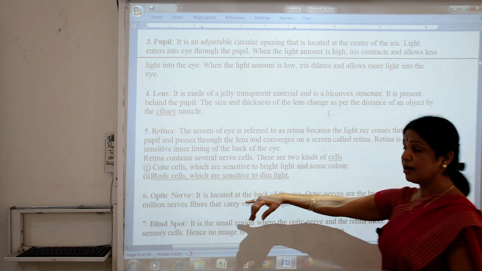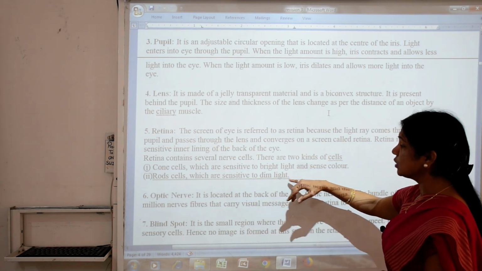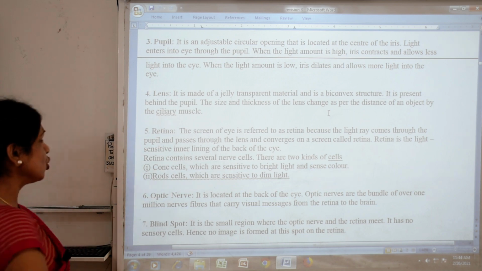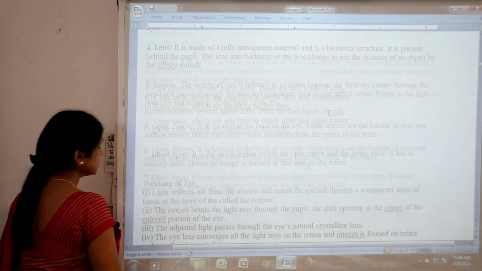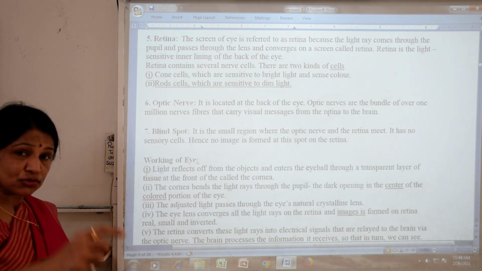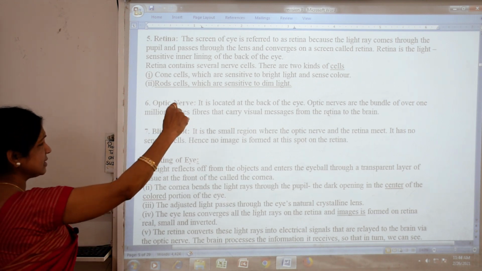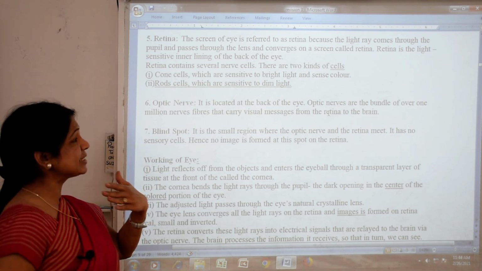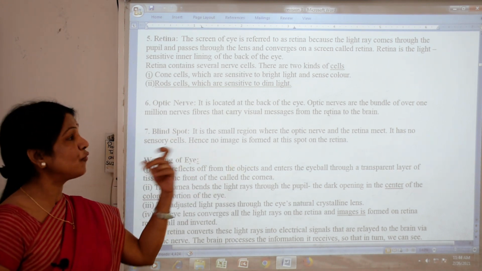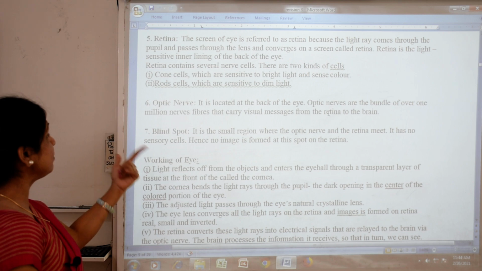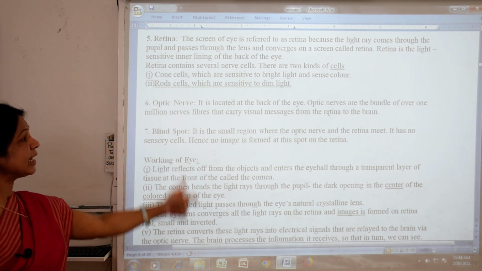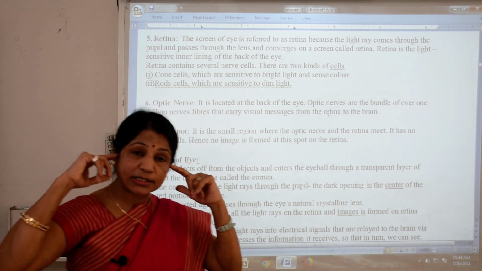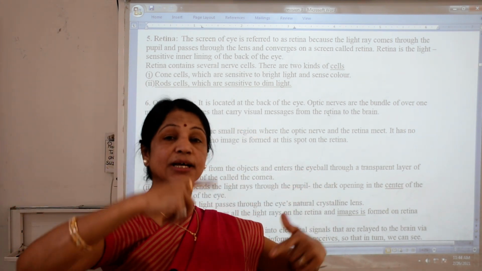And the rod cells are sensitive to dim light. Once we go into dim light, due to the rods we are able to see various things in the dim light, or less light. The optic nerve is located at the back side of the eyes. The optic nerve is a bundle of over 1 million nerve fibers that carries visual messages from the retina towards the brain. It sends the message.